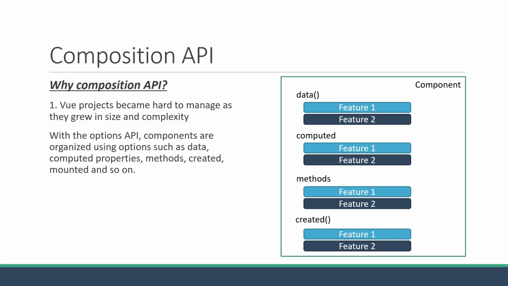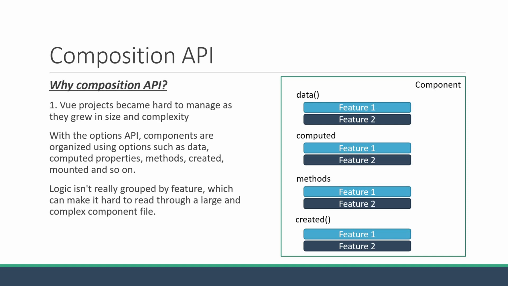Because of this, logic isn't really grouped by feature, which can make it hard to read through a large and complex component file. As a developer, you would often have to scroll back and forth to understand what's going on with a particular feature. Usually, a change to a feature also implied you having to change code across multiple options. From a developer experience point of view, this is definitely not the best case scenario. It's not bad, but it could be better.